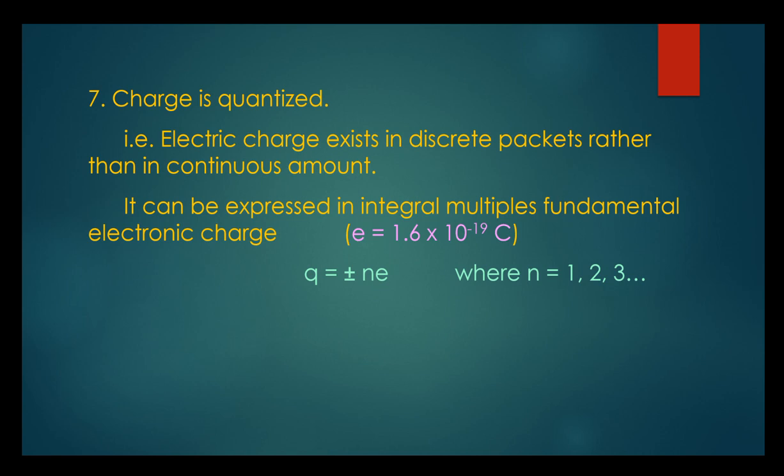So whenever an electron is transferred, it is transferred in integer form, and hence charge will always be transferred as an integral multiple of the fundamental electronic charge. Mathematically, Q equals plus or minus ne, where the plus and minus signs are there because we have two types of charges, positive and negative. Here n will be 1, 2, 3, 4, 5 and so on. Only integral values n can take.